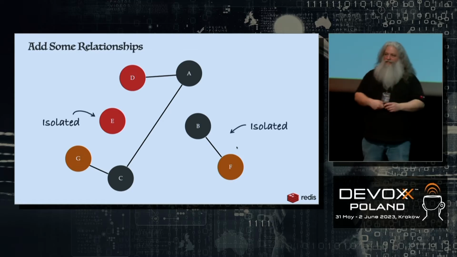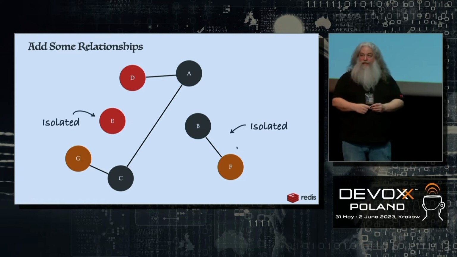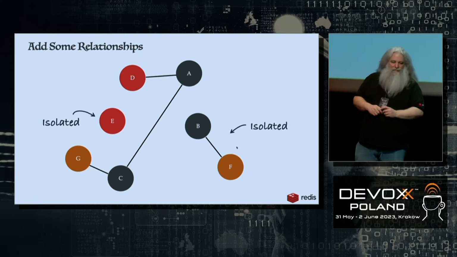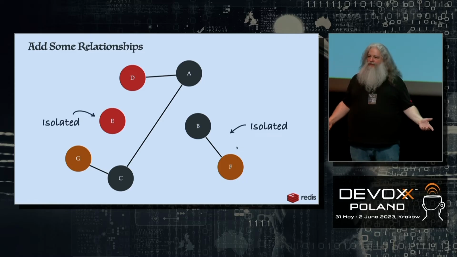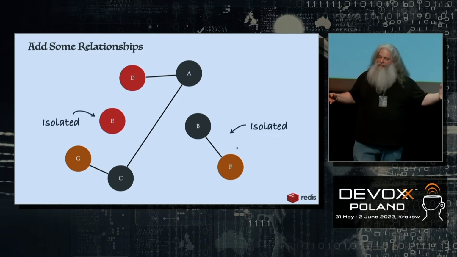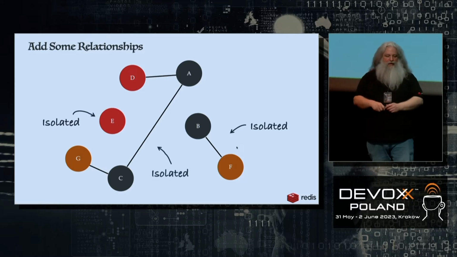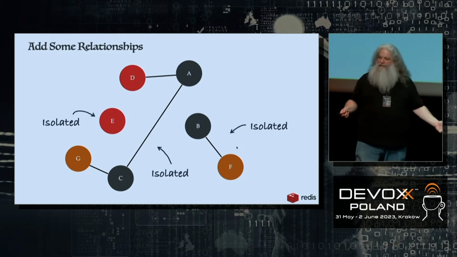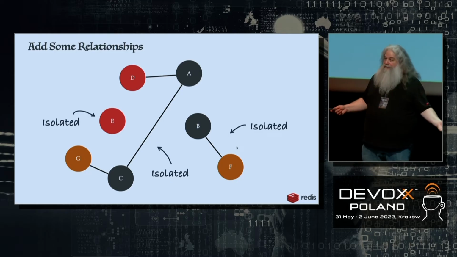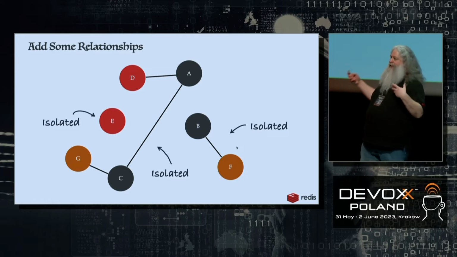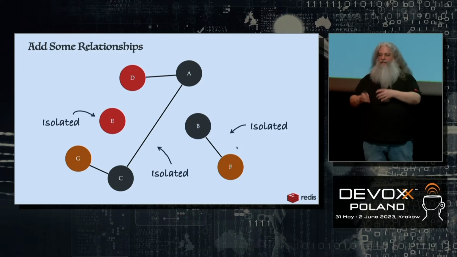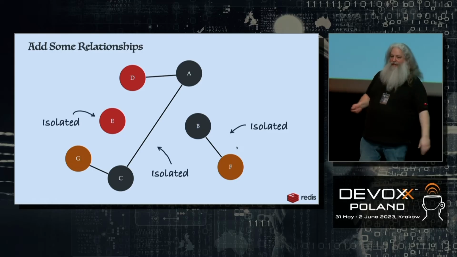A chunk of the graph that's not connected to the larger graph is also isolated. And in fact, since this graph isn't fully connected, even the big part is technically isolated because it's not connected to the other things. And so we can talk about portions of subgraphs of a graph being isolated or nodes within a graph being isolated.